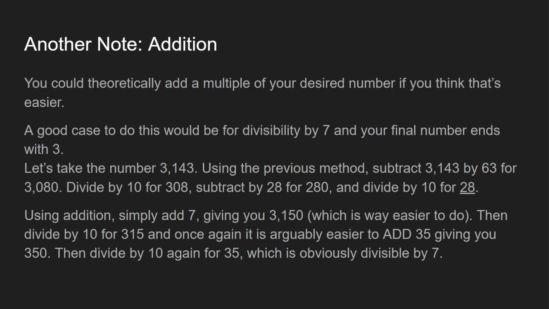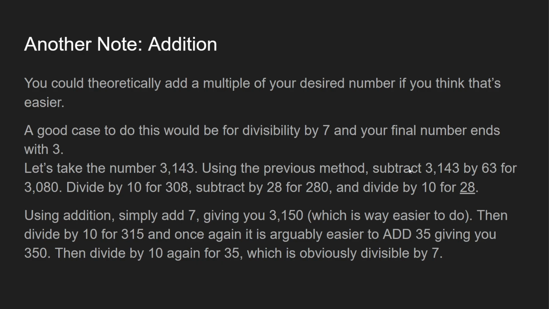Anyways, another note is you could do addition, right? You could theoretically add a multiple of your desired number if you think that's easier. So a good case to do it would be specifically divisibility by 7, and let's say the number ends with 3. So let's take the number 3,143, right? Using the previous method, you would have to subtract 63, divide by 10, subtract 28, divide by 10, and you're left with 28. That works, it's fine, but maybe a little bit more complicated.